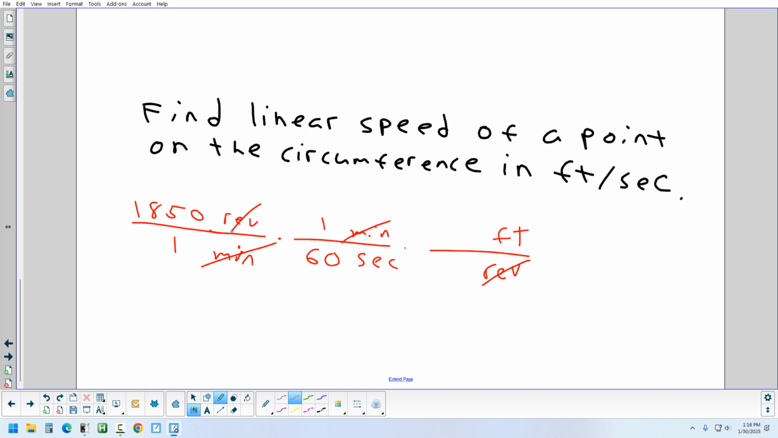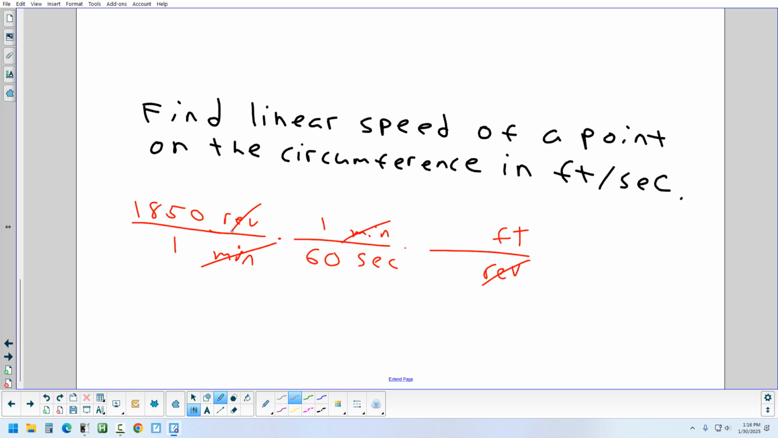Would be 15. No. 1.5. No. Well, maybe. Could be. How many feet in a revolution? 360 degrees. Well, that's how many degrees in a revolution. What do we need? How many feet? The number of feet in a revolution depends on how big the revolution is.